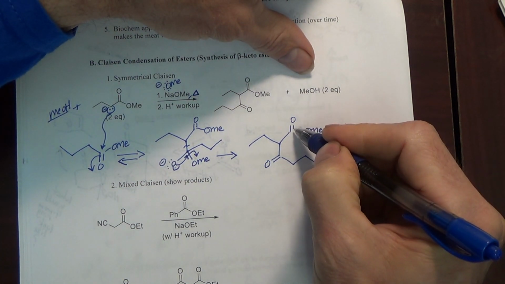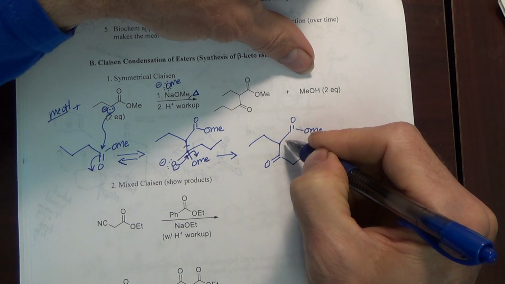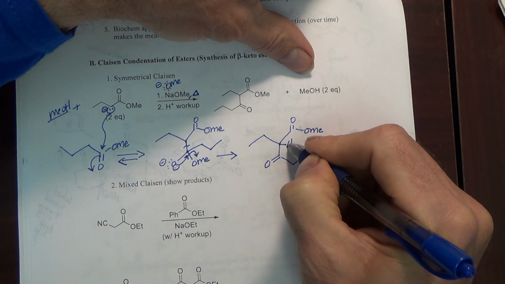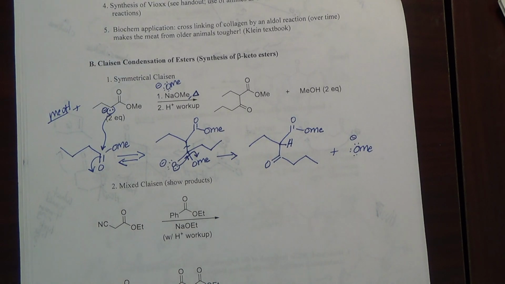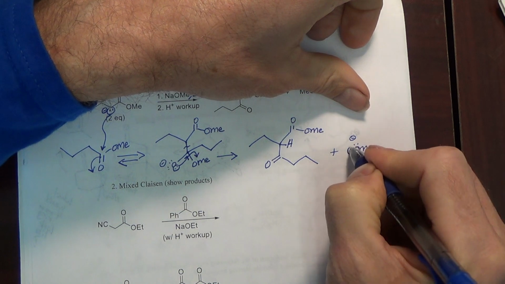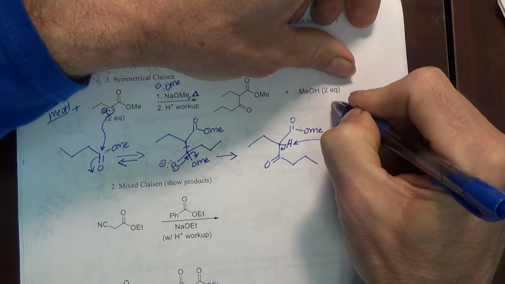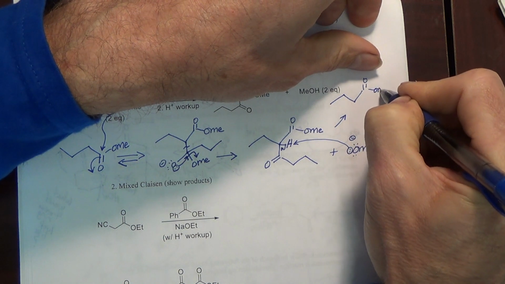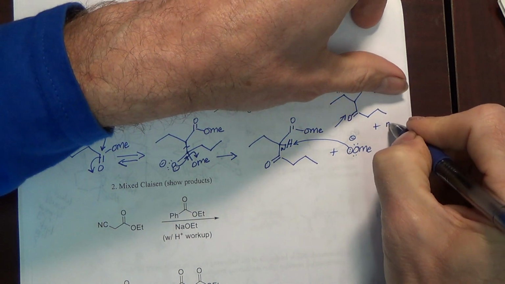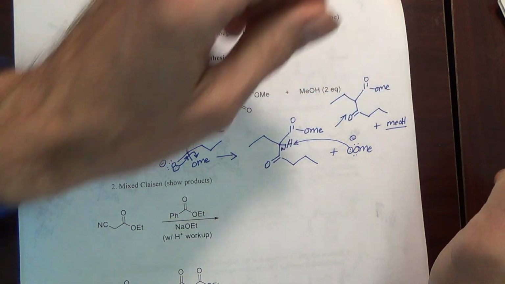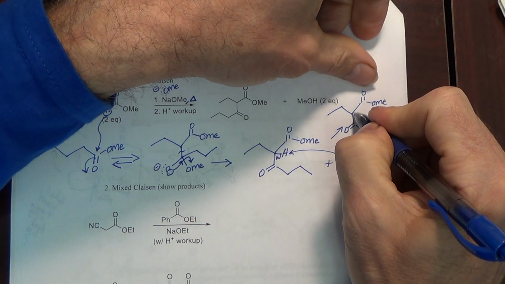Well, this product is a beta-keto ester, one of these compounds with CH or CH2 between two carbonyls. This H here is fairly acidic. And the methoxide leaving group will take this H, leave electrons behind, and that will give that plus another methanol. When I say that, it is now an anion.